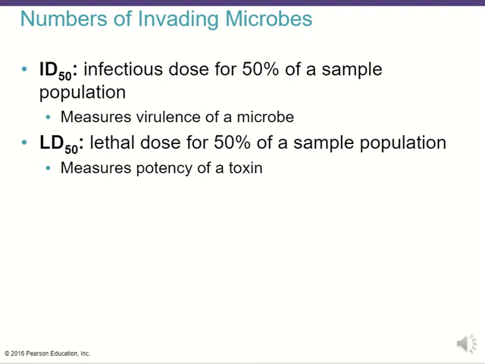LD50 is how much of something is needed to kill off 50% of a test population, typically mice, and it measures the potency of a particular toxin. The first measures how much typically results in infection half the time, and the second how much typically results in death half the time.